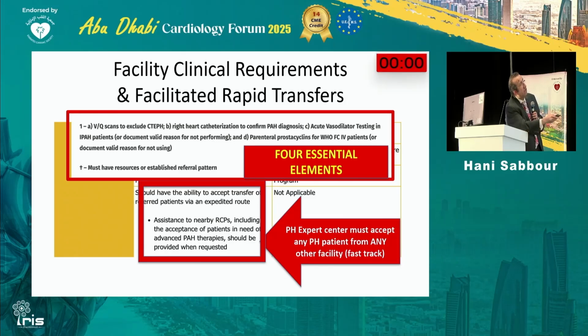And then the number D is the most important. Parenteral prostacyclin, IV or sub-Q, can only be managed in the center and is very high cost, has a lot of side effects, and has to be titrated. And this is the reason why you have to have all these resources in one place.